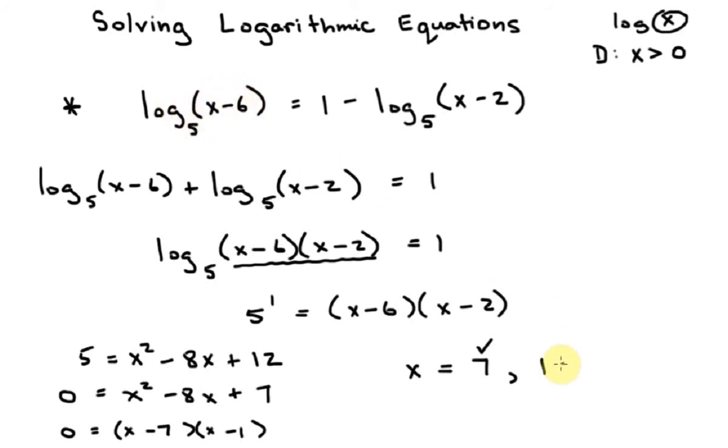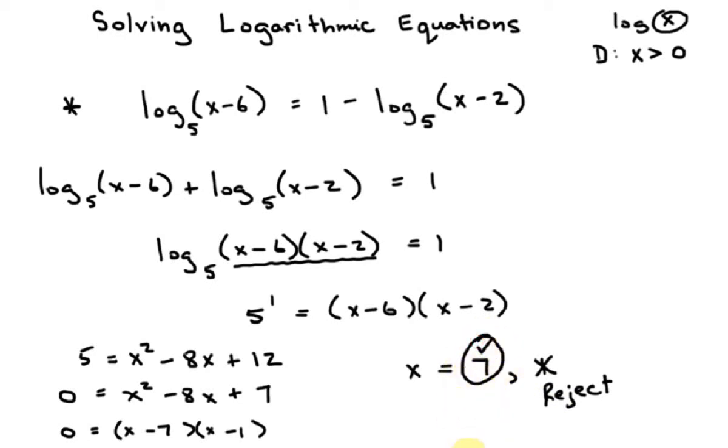Well, that's not going to work, so I have to make sure to reject this guy. Okay, that looked like a good solution, but in fact, it doesn't work. So it has been rejected. So there's only the one solution, and that is x equals 7.